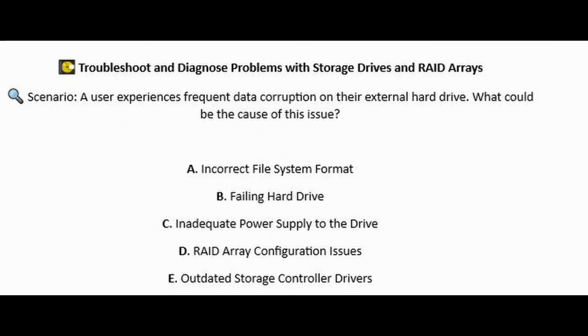The question states, a user experiences frequent data corruption on their external hard drive. What could be the cause of this issue? Is it A, incorrect file system format? Is it B, failing hard drive? Is it C, inadequate power supply to the drive? Is it D, RAID array configuration issues? Or is it E, outdated storage controller drivers? Choose one answer in our 5 seconds.